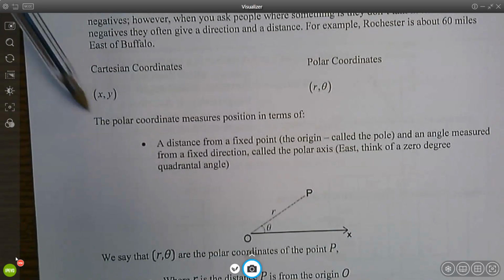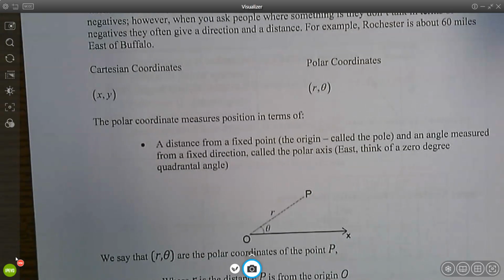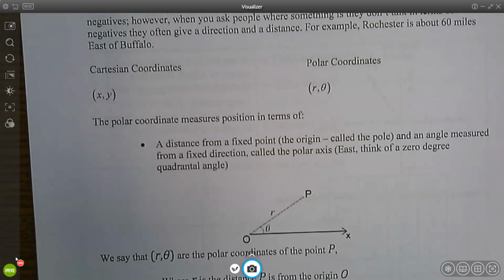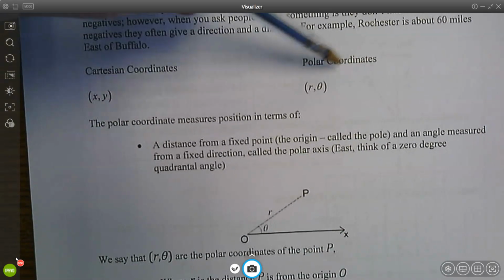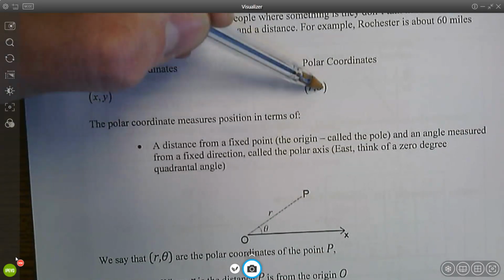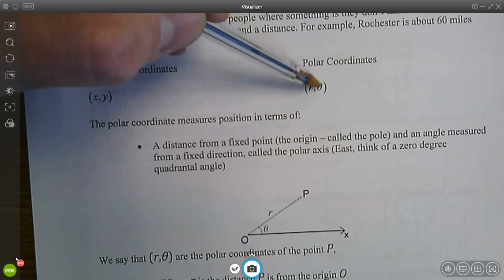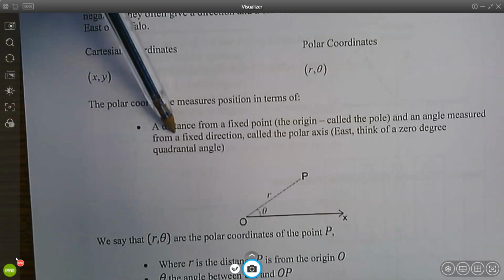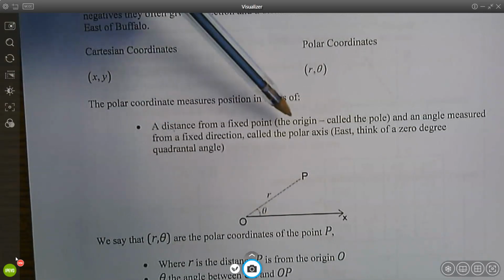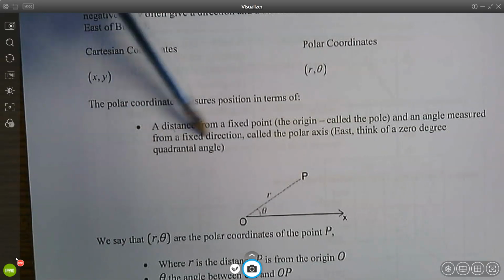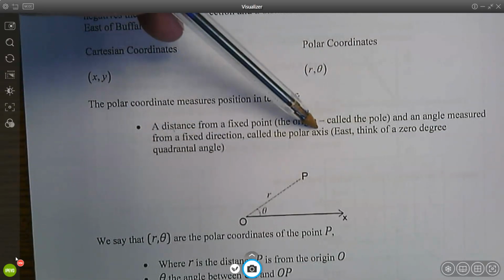So when you're graphing a typical point, it's just x, y. You have positives and negatives. That's just in the Cartesian plane, like the xy plane. Now we're going to move into something called polar coordinates, and these deal with r and theta, a radius measure and angle measure. So we have a distance from the origin that's going to be called the pole, and the angle measured from that fixed direction called the polar axis.